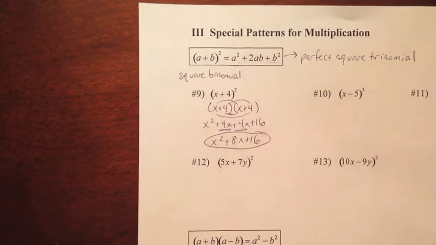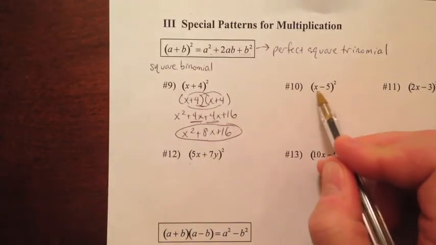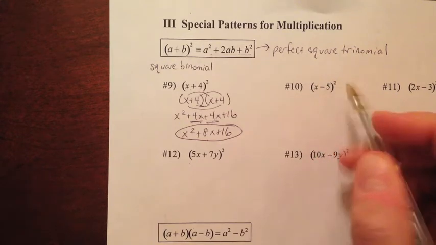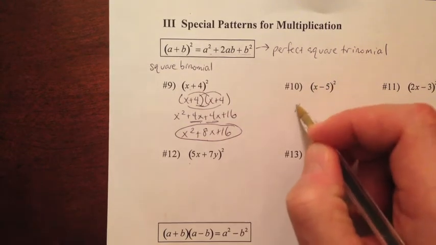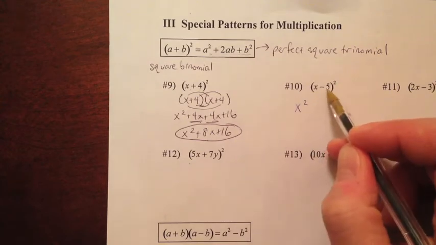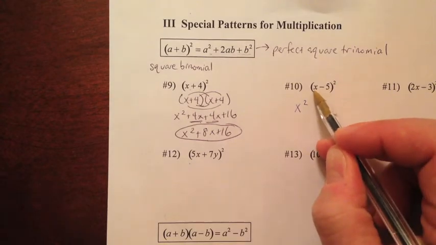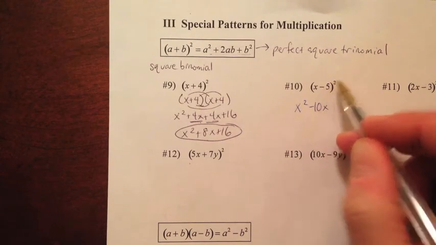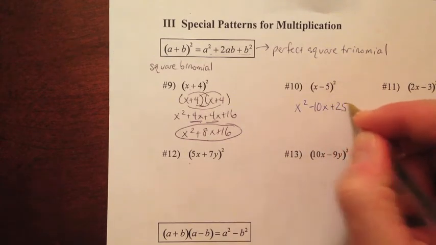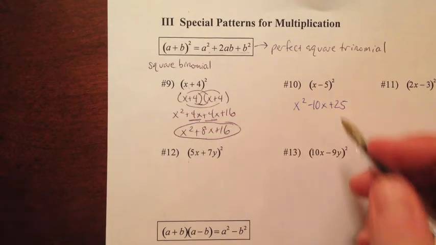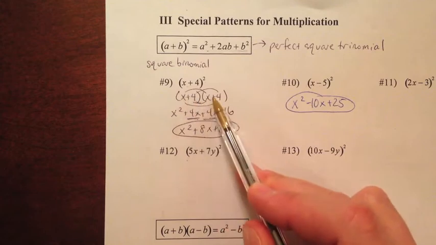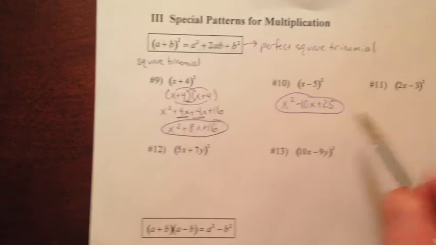Okay, so for example, let's take number 10. x minus 5, this whole quantity, these parentheses, squared. I'm going to square the first. The middle term is going to be minus 5x twice. That's minus 10x. And then I square the last term, that's always going to be positive 25. That's it. If you don't like this, you can always do your distributive property or FOIL it. You can always do that, okay?